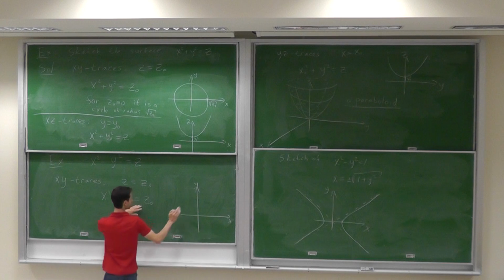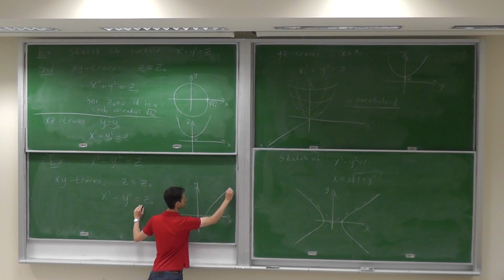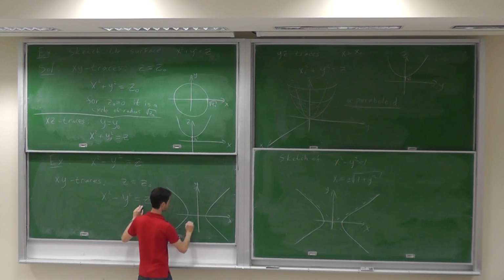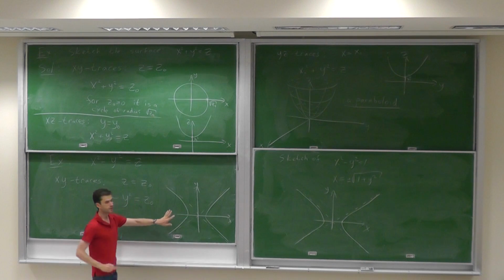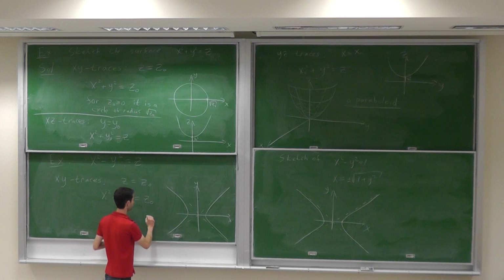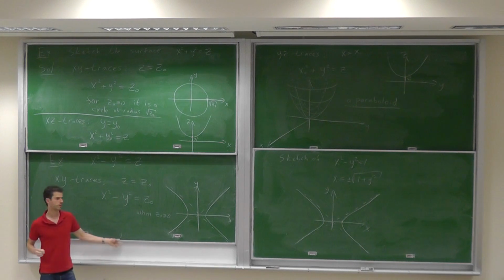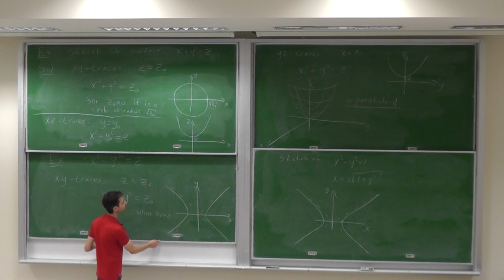So let me just sketch this thing. It's a hyperbola like this. This picture is correct when the node is positive, strictly positive.